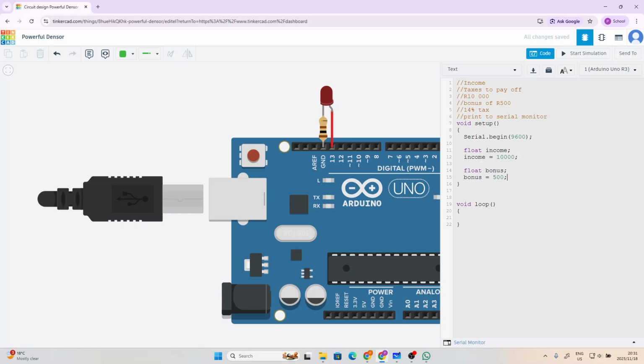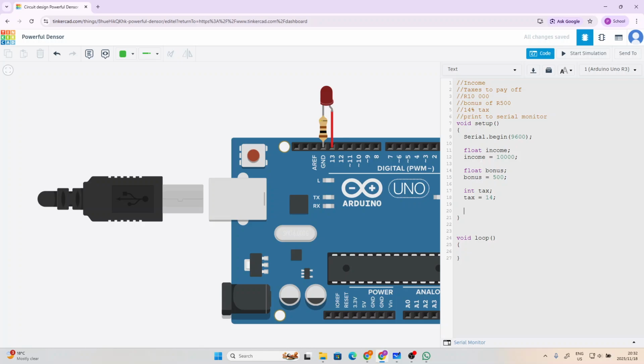And make sure you put semicolons when you're writing it down. Then we need to include the tax. Let's call this an int called tax. Let's say tax is equal to 14 over 100. Okay, that won't work. Let's just say tax is equal to 14, percentage wise.